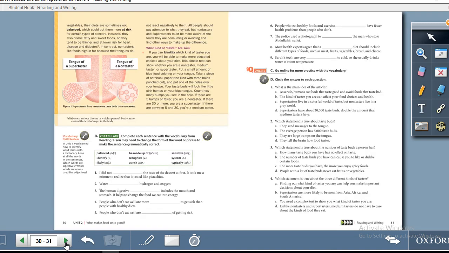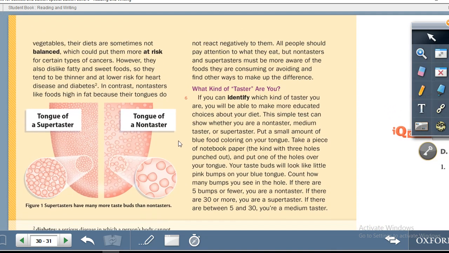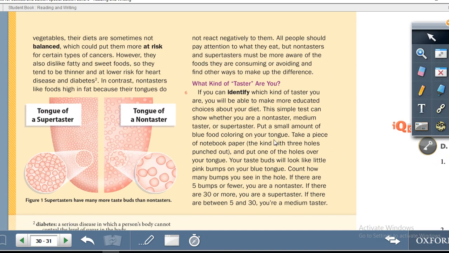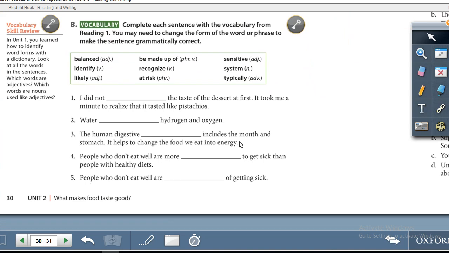Let's turn over to the next page. Right, as you can see, the article continues. Reading 1 continues on the next page, page 30. Right, then below that, exercise B, vocabulary. Complete each sentence with the vocabulary from reading 1. You may need to change the form of the word or phrase to make the sentence grammatically correct.